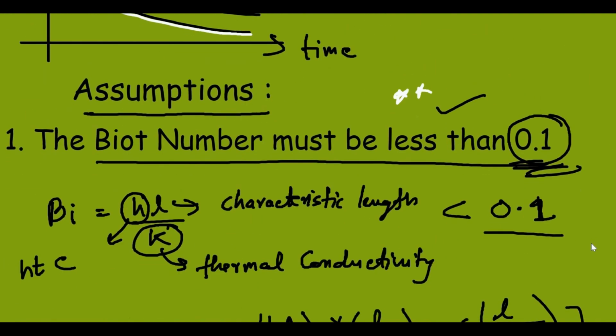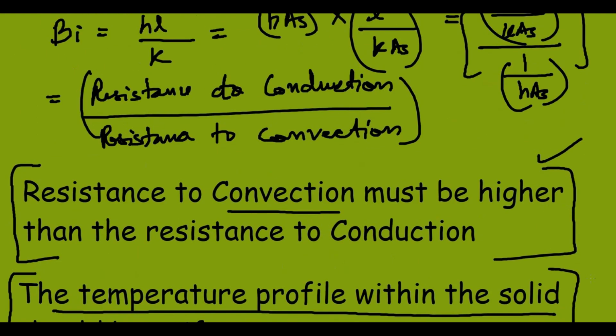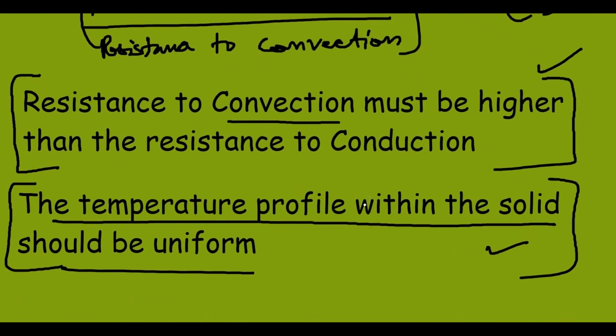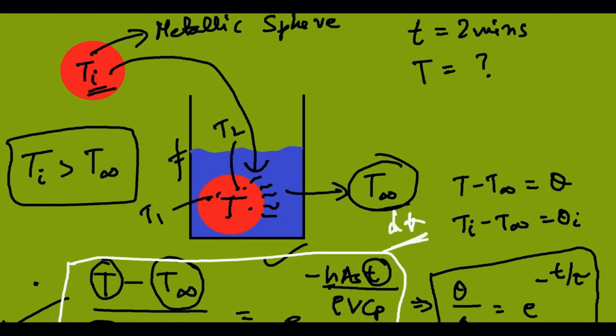And the second thing are these assumptions, that the Biot number must be less than 0.1 in order to use lumped capacitance. If the Biot number is less than 0.1, then the resistance to convection must be higher than the resistance to conduction, and also the temperature profile within the solid should be uniform. And lastly, we had also solved the problem. So this was all about this video.